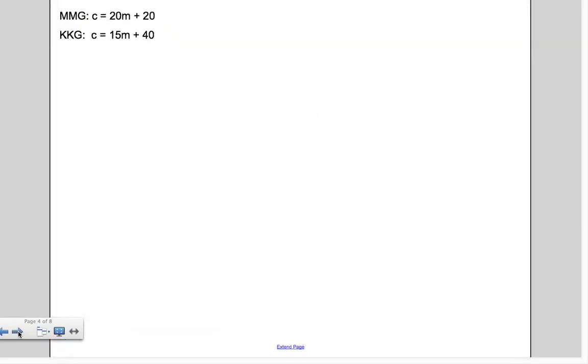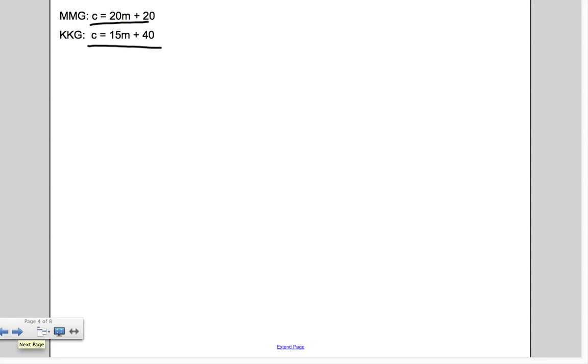Okay. So I'm going to show you something that's really neat. You won't find this in the textbook. So here we have our two equations again. Morgan's Muscular Gym: C is equal to 20m plus 20. That's Cos's gym. That equation was C is equal to 50m plus 40.